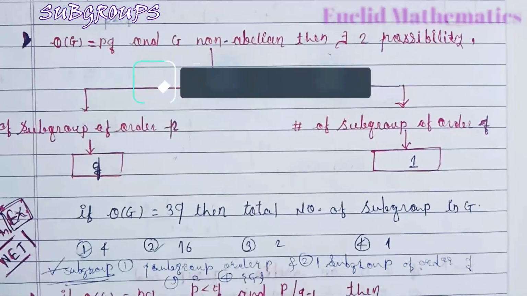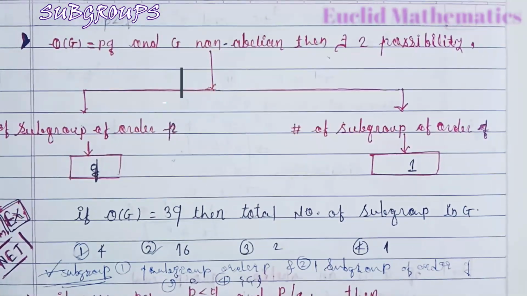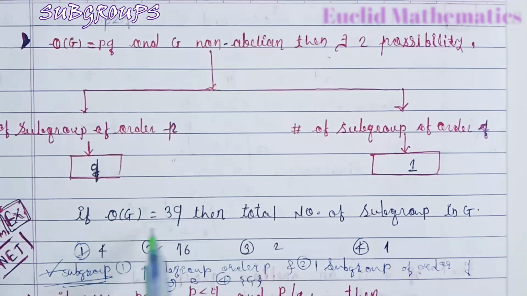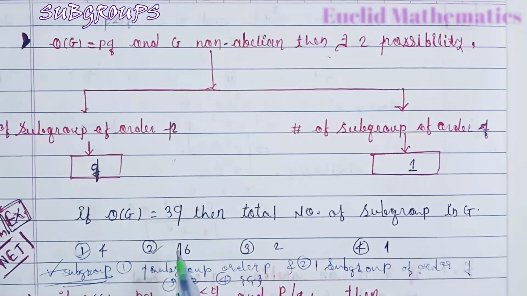Now see my first example from CSIR NET, which is for 4.75 marks. It is a multiple answer question. The question says: if the order of G is 39, then what is the total number of subgroups in G? So we have a group of order 39, and we have to figure out which options are correct for the subgroups of G. The first option is 4, then 16, then 2, and then 1. The question is for 4.75 marks, which means it has multiple answers, so one or more than one option may be true.